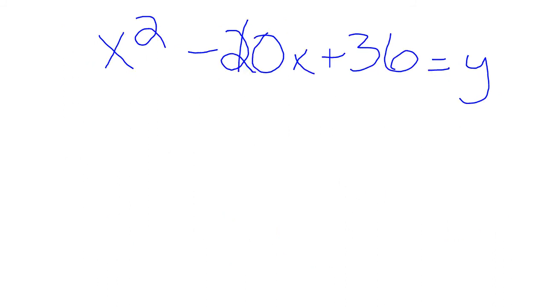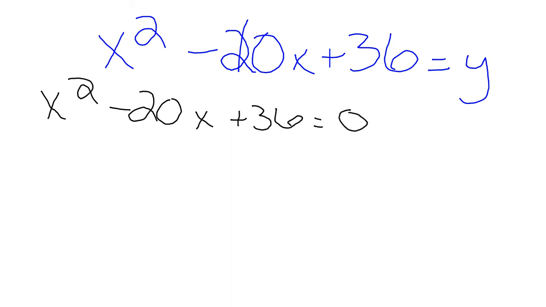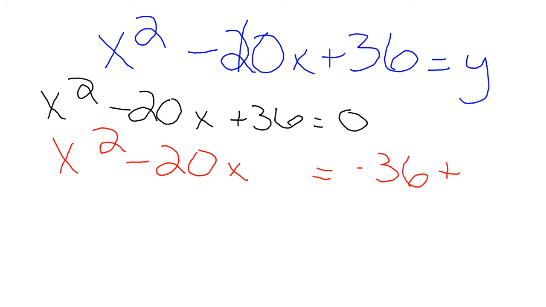Example number 2 of solving using completing the square. We have x squared minus 20x plus 36 equals y. So the first thing we need to do is change the y to a 0. So we get x squared minus 20x plus 36 equals 0. Then we're going to go ahead and rewrite it, moving the 36 to the other side, which is going to give us a negative 36, and leaving spots for when we add. We go off to the side.